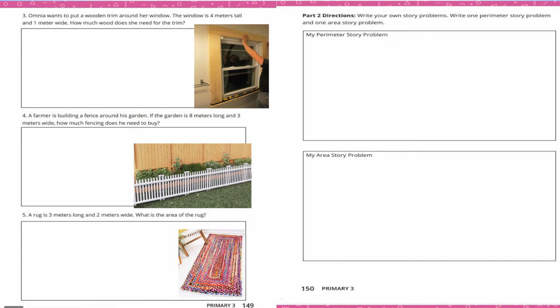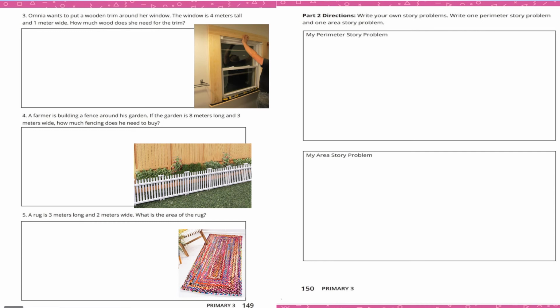Number 3, Umniya wants to put a wooden trim around her window, like this in the photo. The wooden trim around the window. The window is 4 meters tall and 1 meter wide. So the window is in the shape of what? We have 4 meters tall and 1 meter wide. So we have a long side and a short side. This is a rectangle.